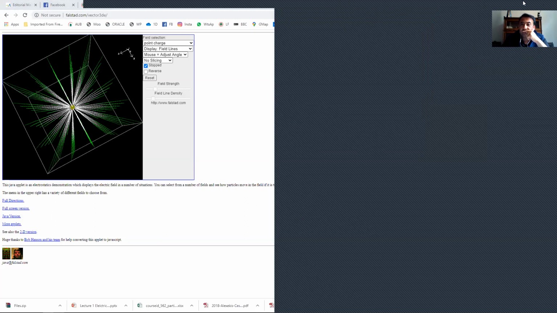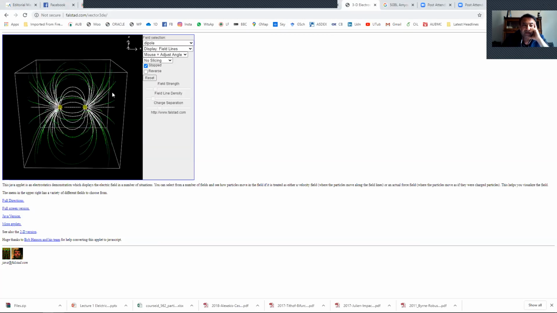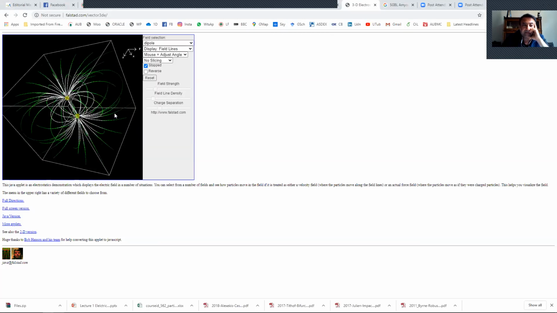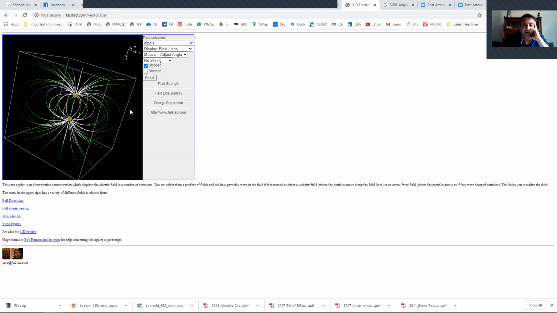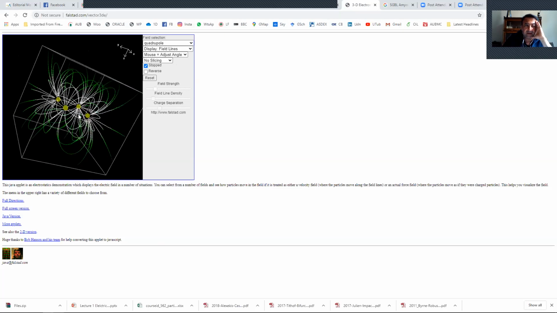Yes, okay, perfect. Now if I add a dipole, so plus charge and minus charge, you can see these are the electric field lines. I'm unable to make it bigger, although I should be able to. Okay, so these are examples. If I have a quadrupole, this is the electric field lines for a quadrupole.